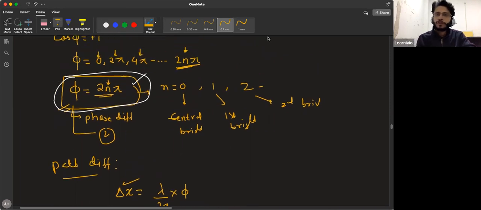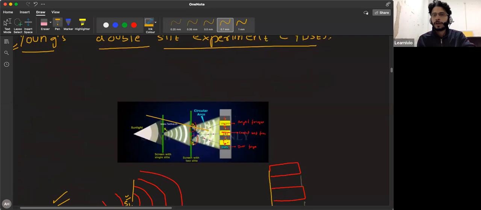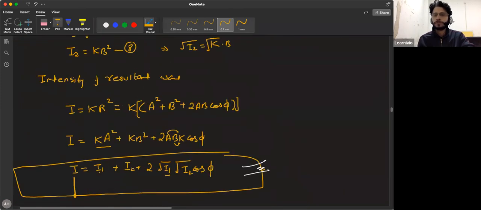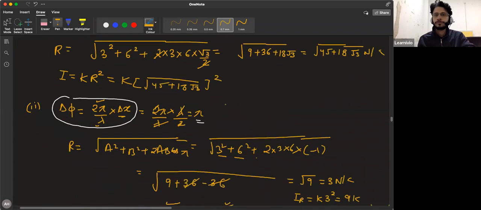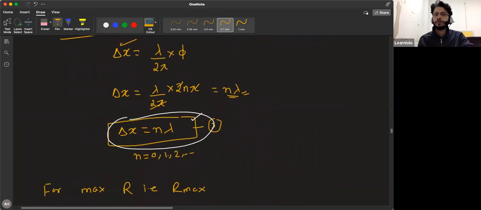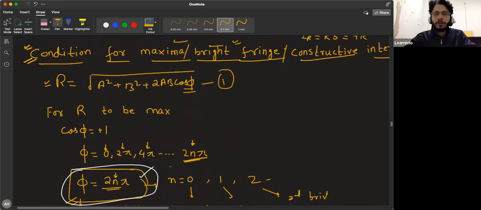See, these different values of n represent different fringes. n equal to 0 represents the central bright, the bright at the center. You get this when your n is equal to 0. For n equal to 1, you get the first bright. Then for the next value of n, you will get another bright. So each value of n will represent a bright fringe. And this is the path difference, delta x equal to n lambda, where n is 0, 1, 2, and so on. Note it down. Then we'll calculate the minimum value of R.